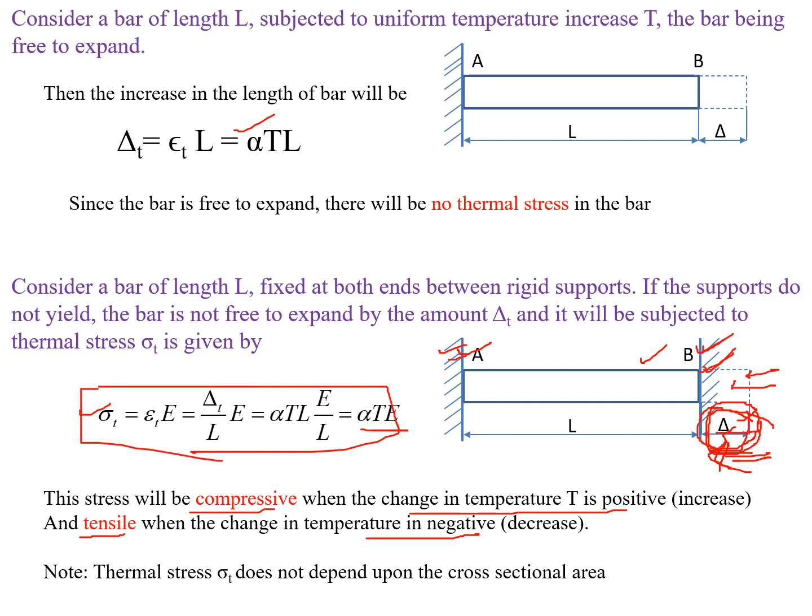One is the expansion, that is the deformation of the body when free to expand. So here delta T equal to alpha T L. And the second one is the type of stresses generated. The value of the stresses is sigma T equal to alpha T E. So these two formulas you have to remember.